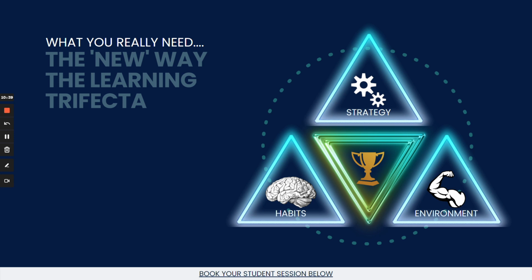With the math cheat code, essentially, what you really need is what we will dub the new way, the learning trifecta, which consists of strategy, habits, and environment. With strategy, it's the steps that you or your child need to take in order to secure that A in the ACT or SAT math, which we would teach you in the math cheat code.